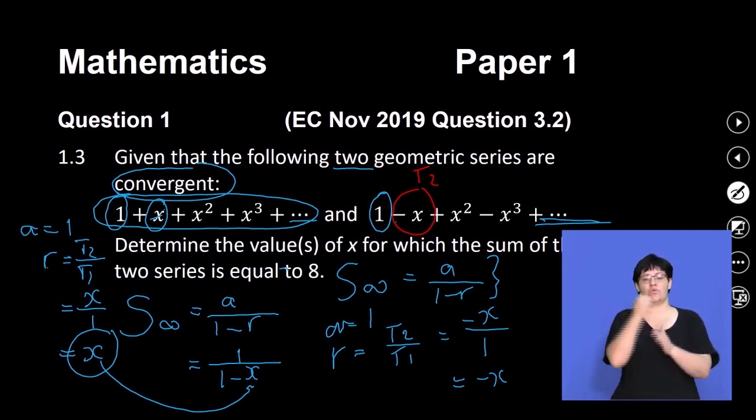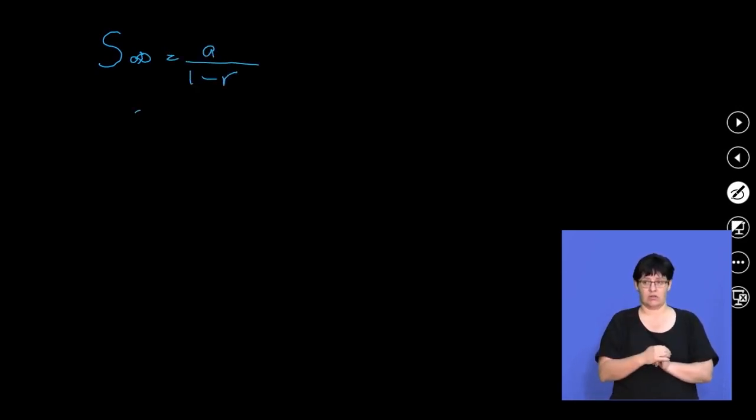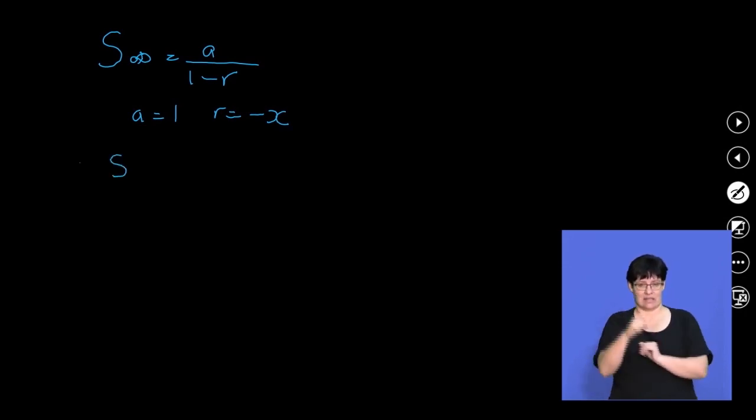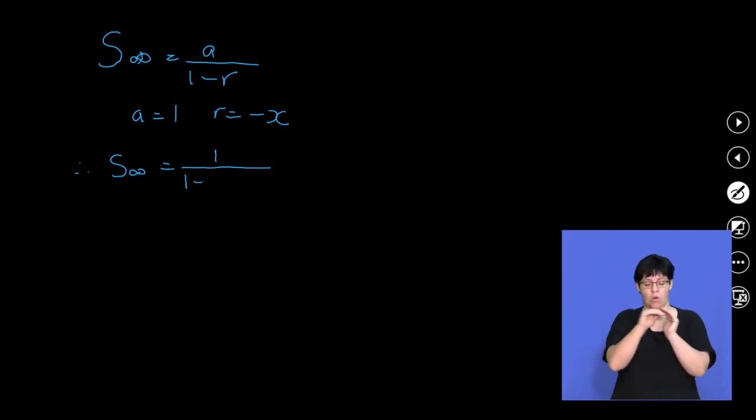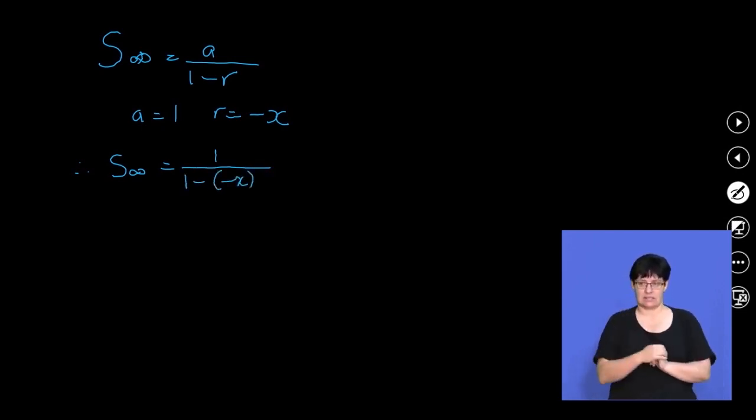So let's go to a new page to substitute that in. So we have the sum to infinity is equal to a over 1 minus r. And as we said, a is equal to 1, and for this one, r was equal to negative x. So therefore, the sum to infinity is going to be equal to 1 over 1 minus negative x, which is 1 over 1 plus x.